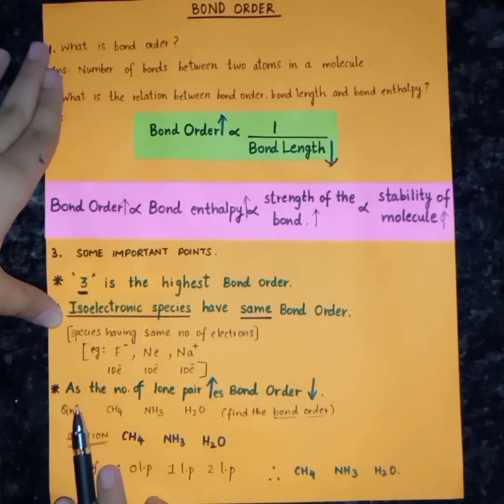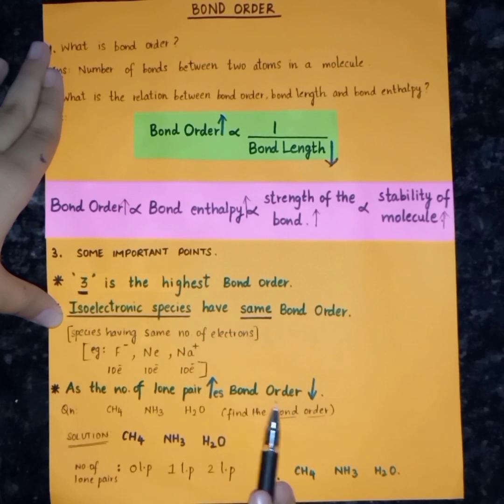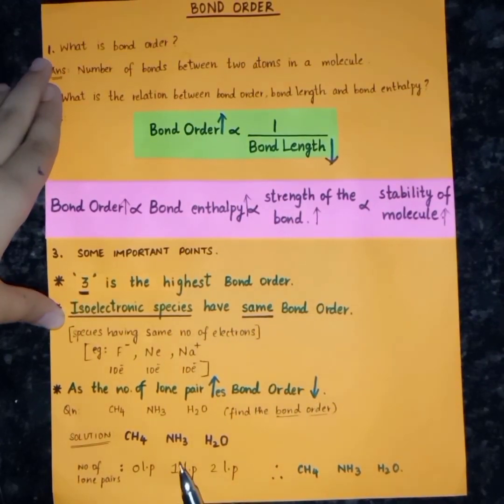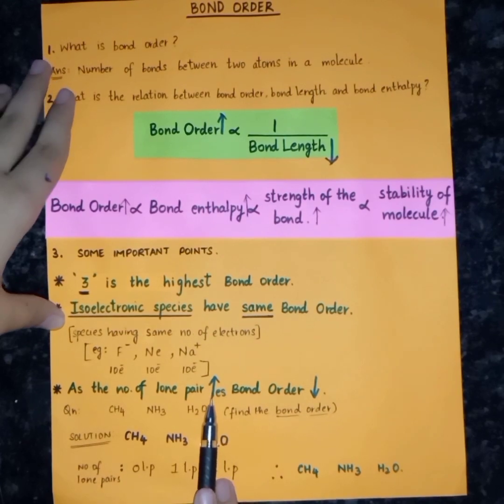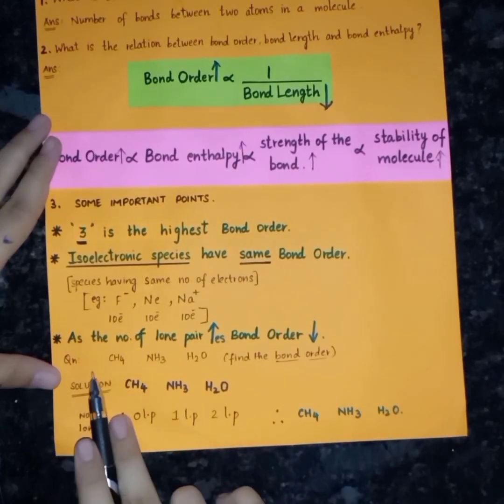Next point, as the number of lone pairs increases, bond order will decrease. How to find the number of lone pairs? I already uploaded a detailed video on how to find hybridization and number of lone pairs. The link is given in the description box. Check it out. Let's solve this question.